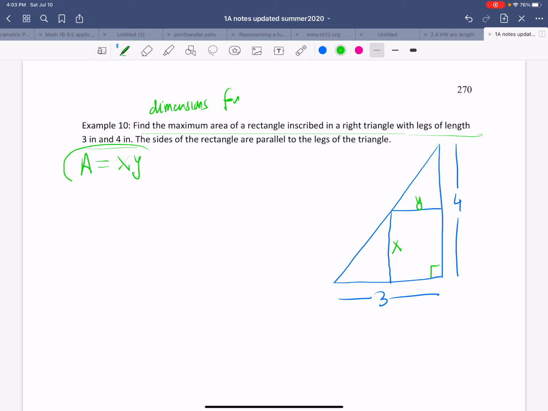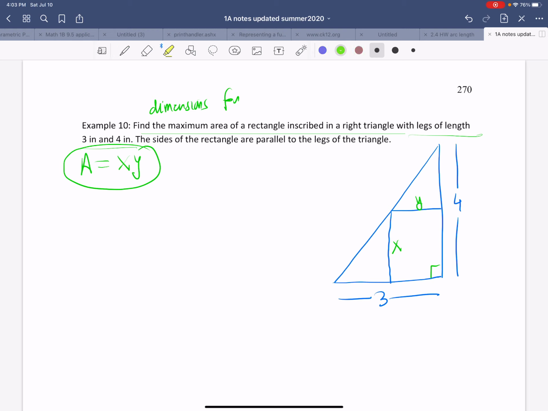This is my function that I want to optimize or maximize. Now, I'm not able to do the derivative and set it equal to 0, solve for one of the variables until I'm down to one single variable on the right hand side. So I'm going to go ahead and use a similar triangle relationship.